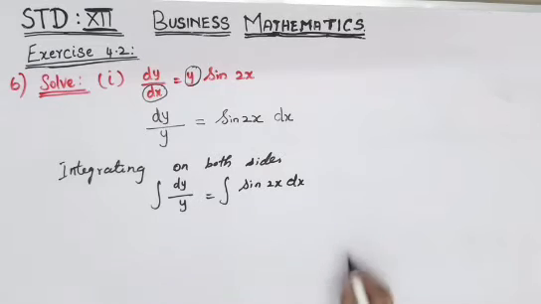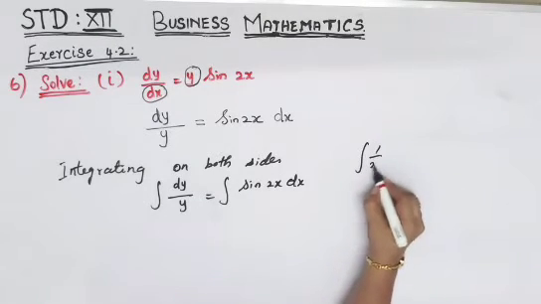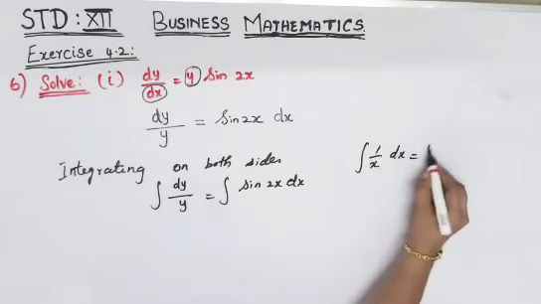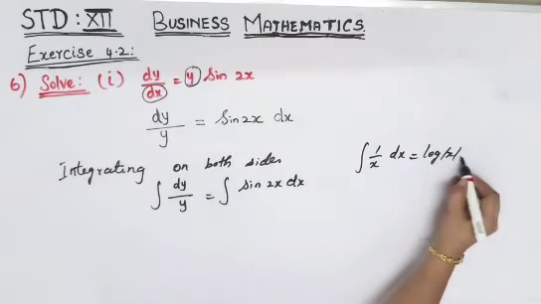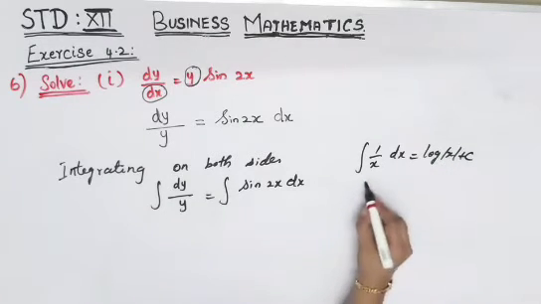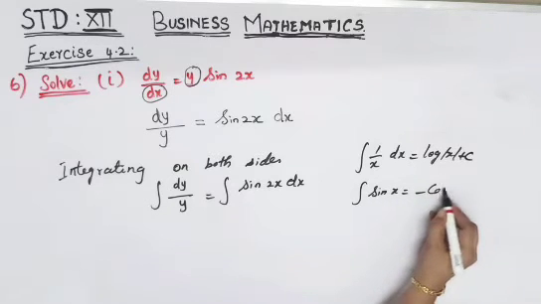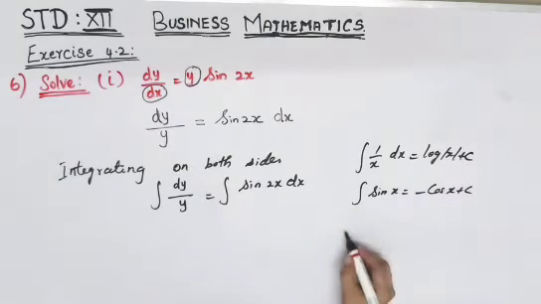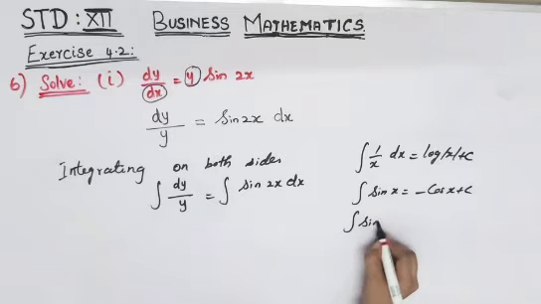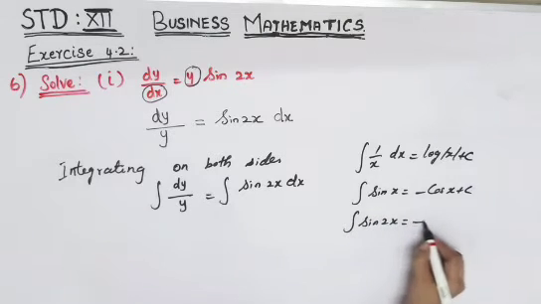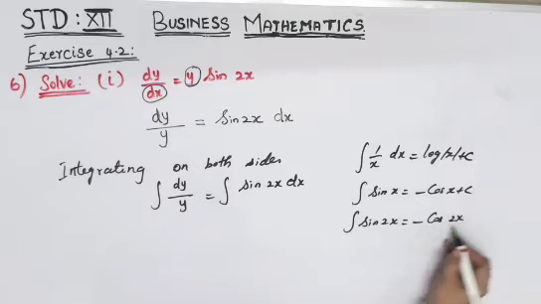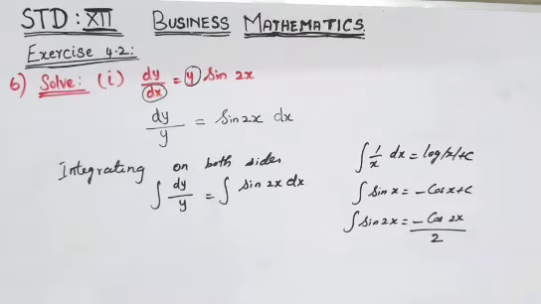So your integral formula is integral of 1 by x into dx is equal to log x plus c, and then integral of sin x is equal to minus cos x plus c. So if you want the integral for sin 2x, what you have to do is minus cos 2x will come, then the coefficient of x has to be divided by. So minus cos 2x divided by 2 plus c.